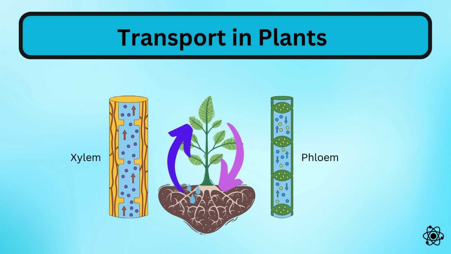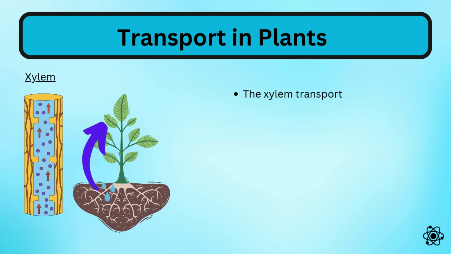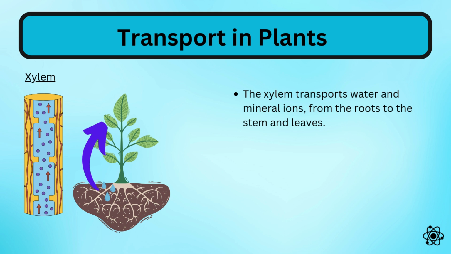The xylem and phloem are both transport vessels that help move substances around the plant. The xylem transports water and mineral ions from the roots to the stem and leaves. It also provides structural support to the plant.